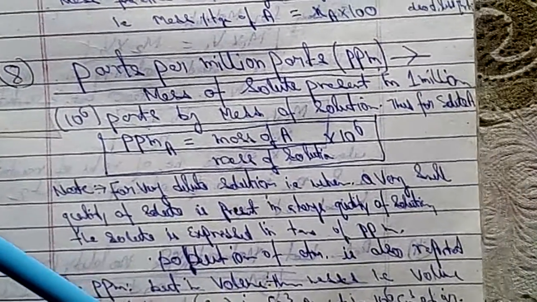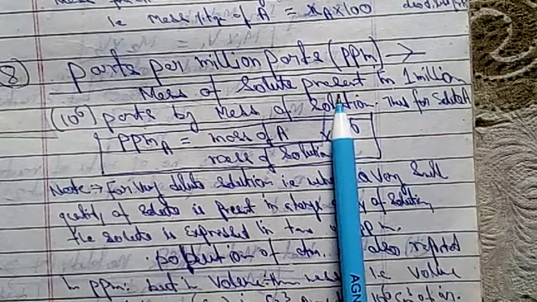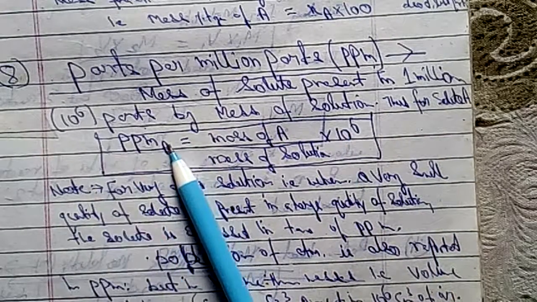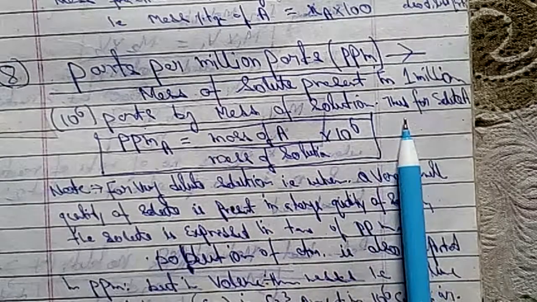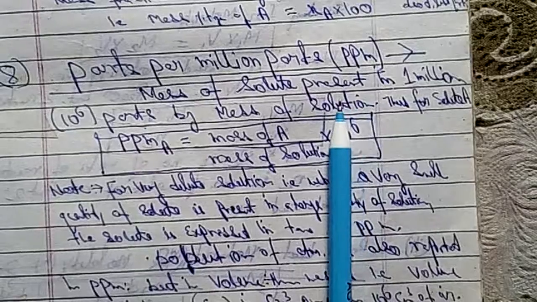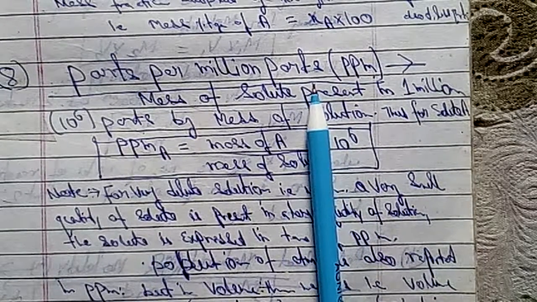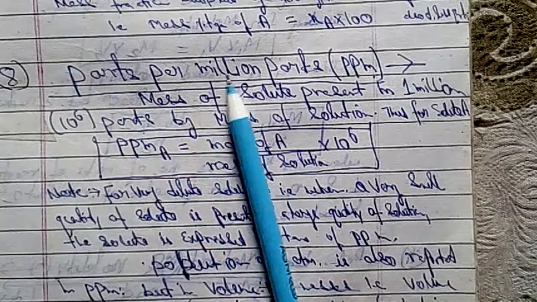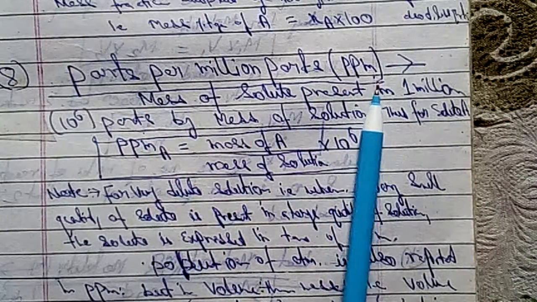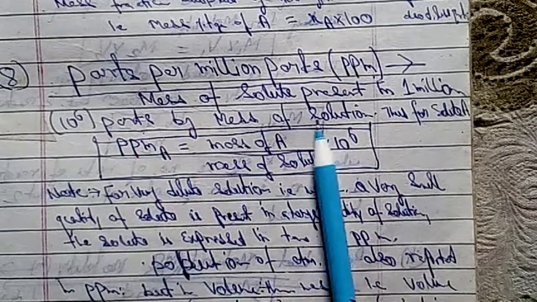Next topic is parts per million, ppm. It is the mass of solute present in 1 million, that is 10 to the power 6 parts by mass of solution. ppm is used if in water we are taking 1 chutki namak, 1 pinch of salt. So what will be the mass of that salt in 1 liter water? That can be calculated with the help of ppm: the mass of solute present in 1 million parts by mass of solution.